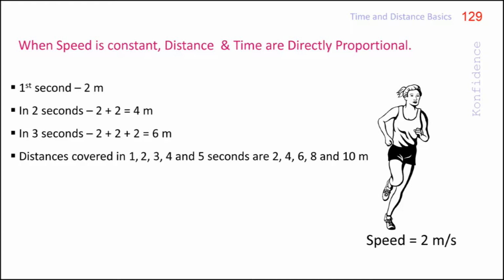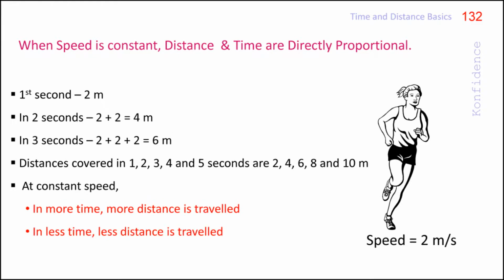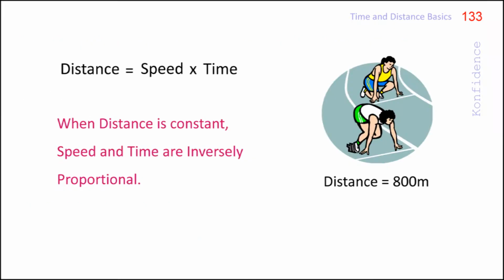So we see that the distance and time are directly proportional here. That is, when one of the variables, distance or time, increases, the other automatically increases proportionately. Thus, at constant speed, in more time you travel more distance, in less time you travel less distance.